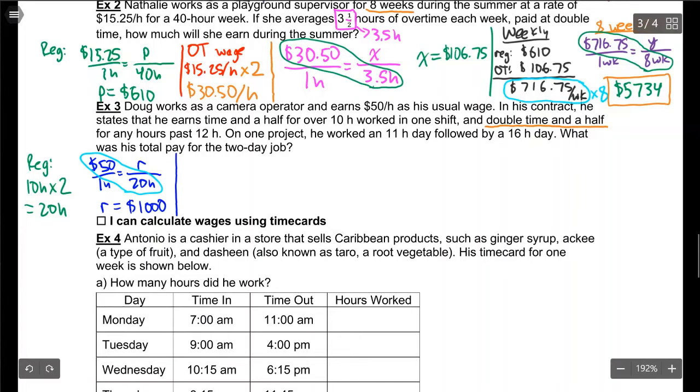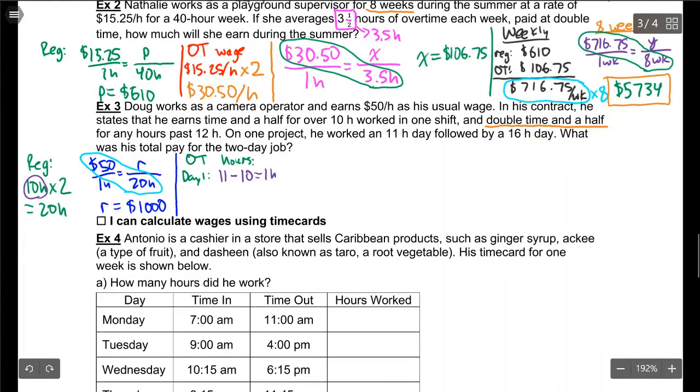Now, how many overtime hours does he get? Overtime hours. So day 1, he worked 11 hours, but he already got paid for the first 10 hours, right? The first 10 hours are over here. So he only worked 1 hour overtime the first day.